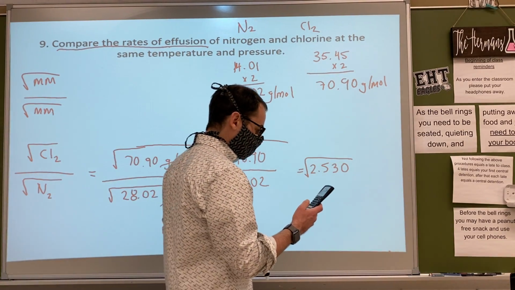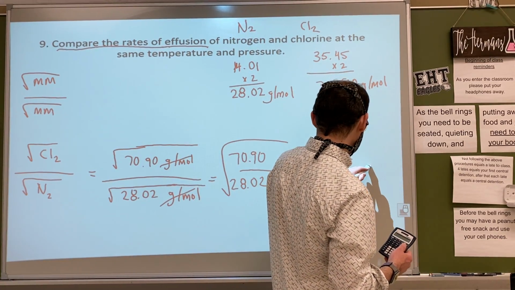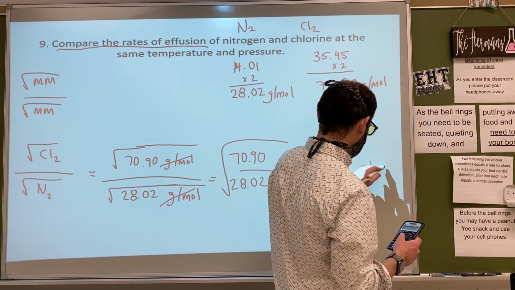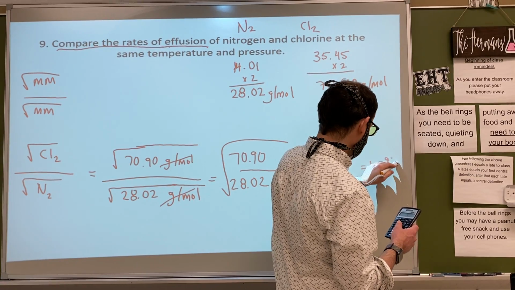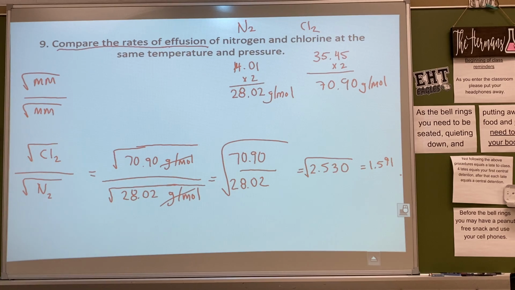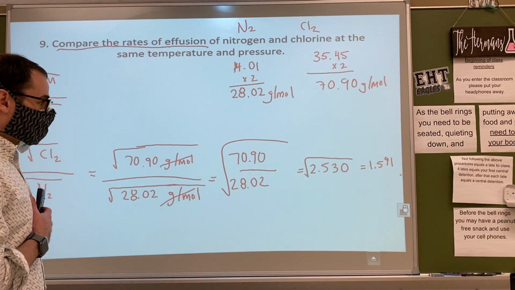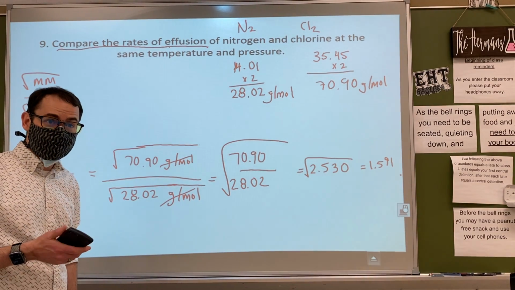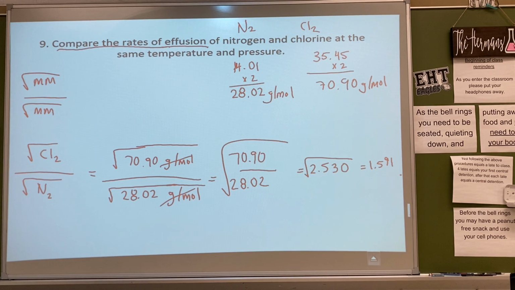Square root of 2.530 equals 1.591, maybe? Anybody back me up? Yeah, you guys got that? All right, awesome, good. Okay, and then we need to write the sentence, right? Does anybody know what the sentence would be? What's the sentence? Yeah, Andrew. Nitrogen diffuses 1.591 times faster than chlorine.